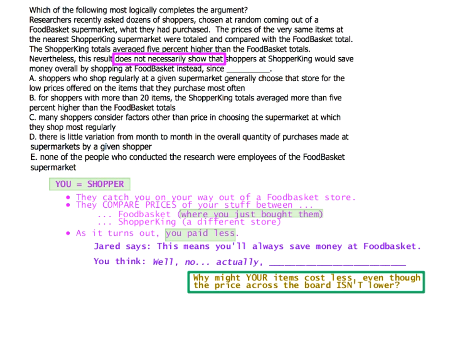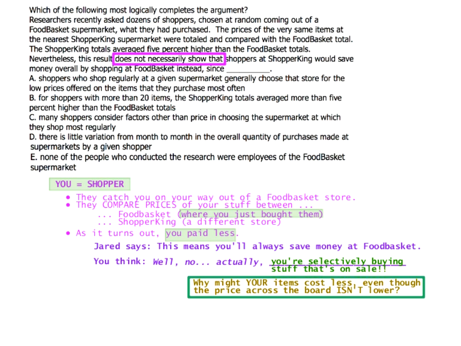Well, you probably just buy the stuff that's on sale. That's the whole point, right? You go to that store because certain things cost less. It's not that they cost less because you buy them there. It's you buy them there because they cost less. You're selectively buying stuff that's on sale. That's kind of the only possible reason, because otherwise these statistics would contradict each other. The only way this could happen is if you do what, at least in the U.S., probably most grocery shoppers do, which is you buy the stuff that is marked down.